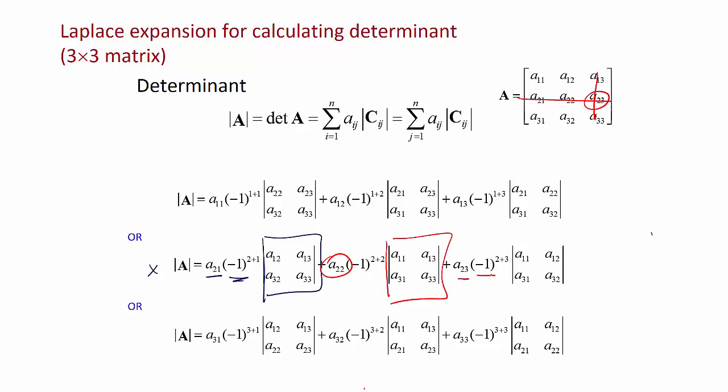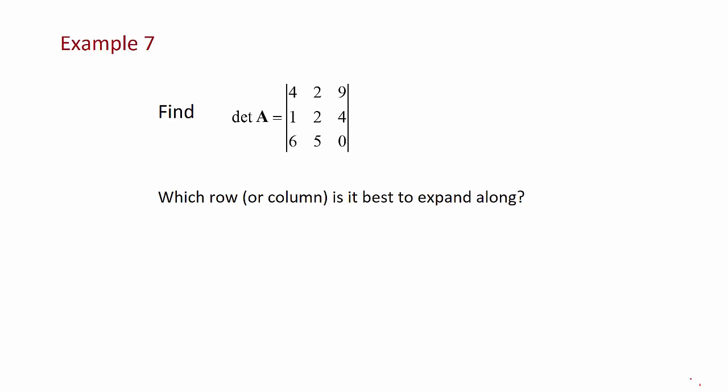Let's do that for example 7. Here we can choose which row to expand along. We pick the one with the most zeros, because that makes the calculation simpler. So we'll expand along the third row.